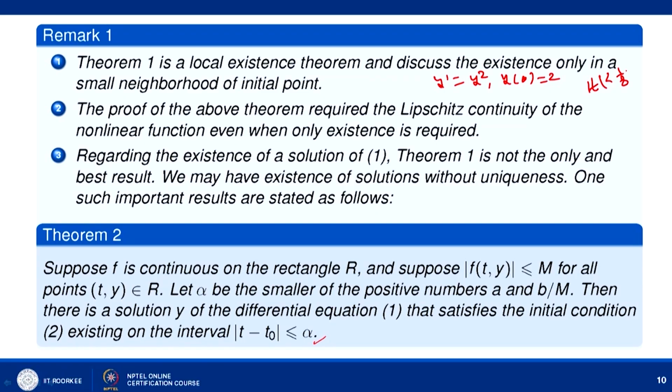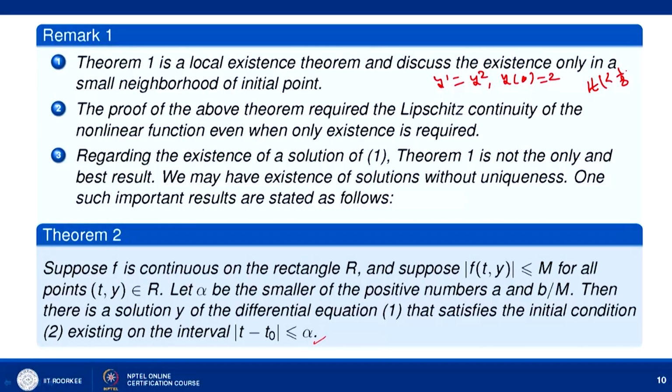Such an important result is this: suppose f is continuous on the rectangle R, and suppose modulus of f t y is bounded by some constant m for all points t y in that rectangle R, and let alpha be the smaller of the positive numbers a and b by m, as we have already defined for the rectangle. Then there is a solution y of the differential equation 1 that satisfies the initial condition 2 existing on the interval modulus of t minus t naught less than or equal to alpha.